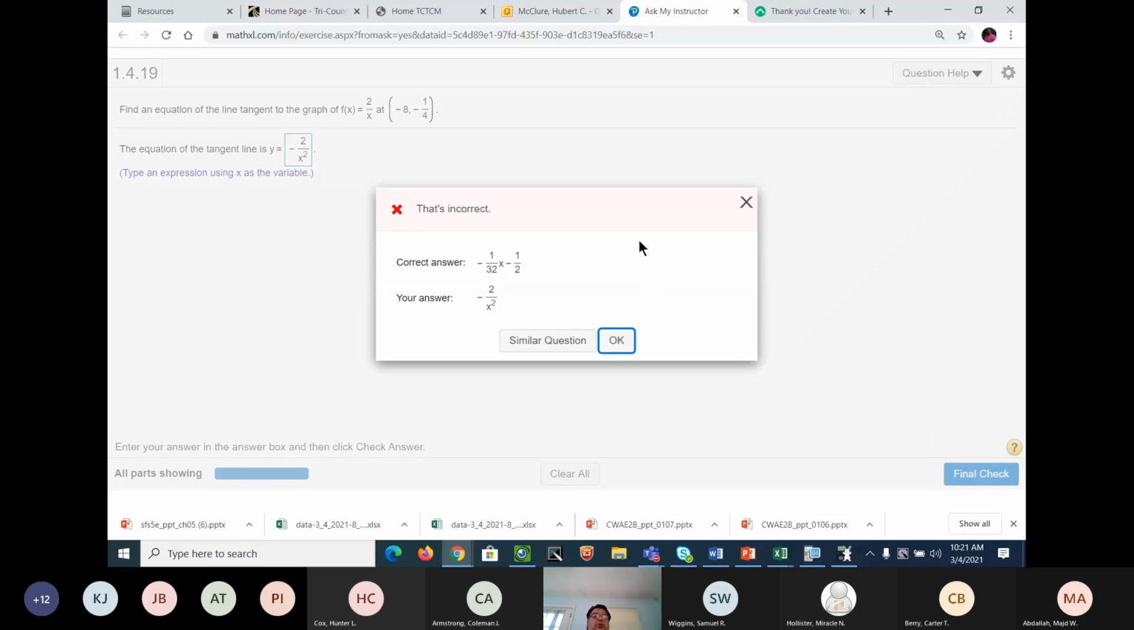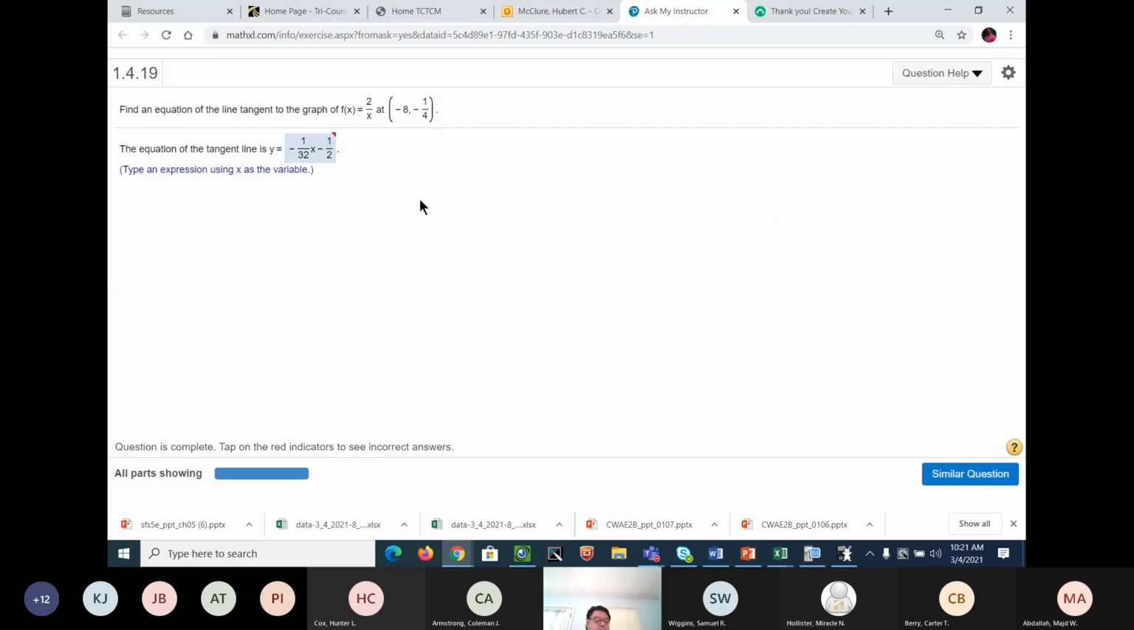What? I have no idea what that is. Oh, I know what they did. They did the point slope equation. Okay, we can do that. That's fine. We got to find the slope first. Okay, I didn't read the directions. I know what they're doing.